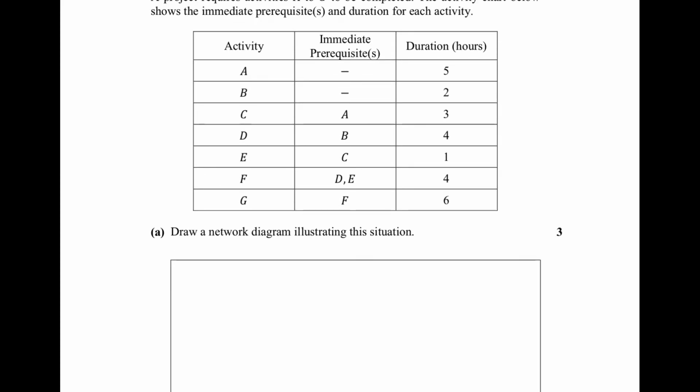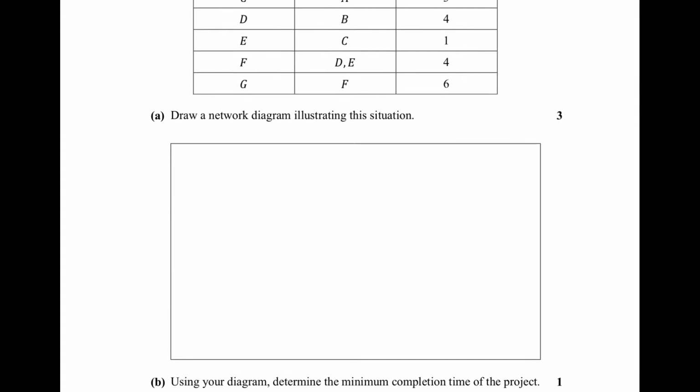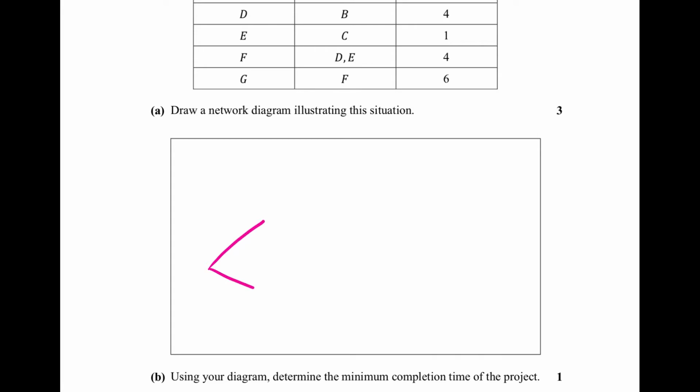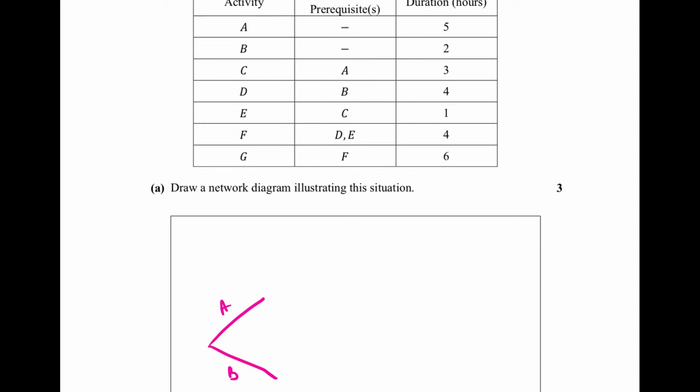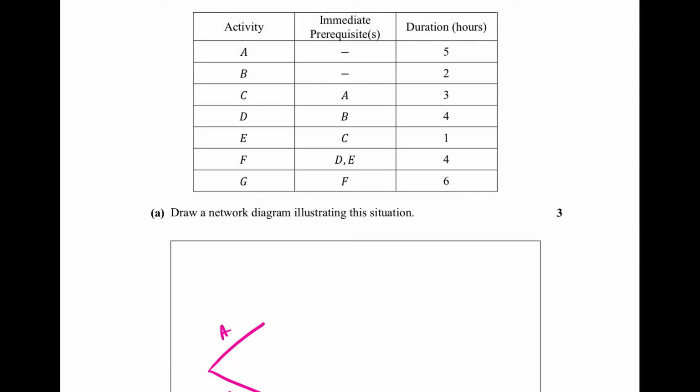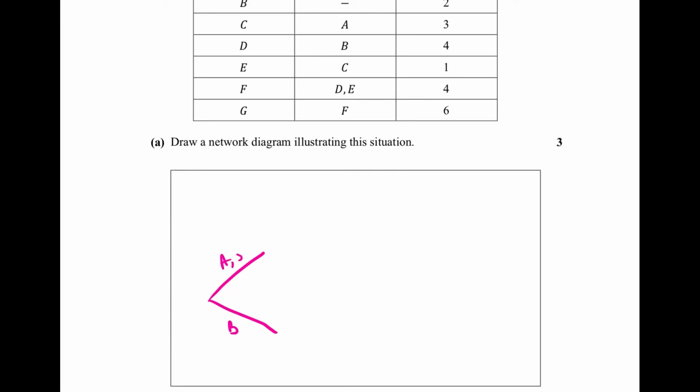So we have A and B do not have any immediate prerequisites. That means they are both starters. So I'm definitely going to start with A and B. A has a duration of 5 hours and B has a duration of 2. So we'll pop that.